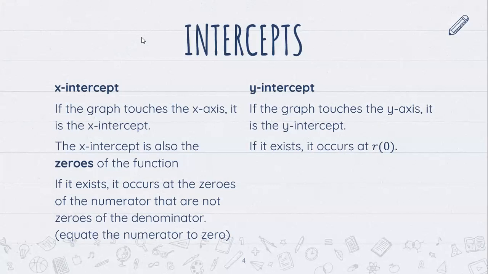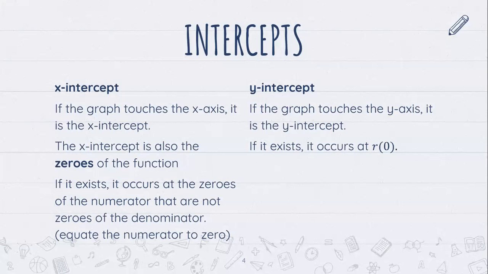Okay. Sa y-intercept naman, ganun din. As I've said a while ago, if the graph touches or crosses the y-axis, the point of intersection is what we call the y-intercept. And kailan nangyayari yung y-intercept? If the y-intercept exists, it occurs at r of 0. Or basically, we will just substitute the x with 0.